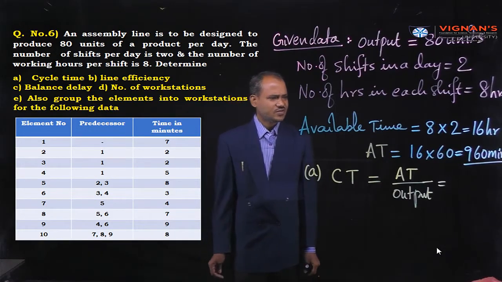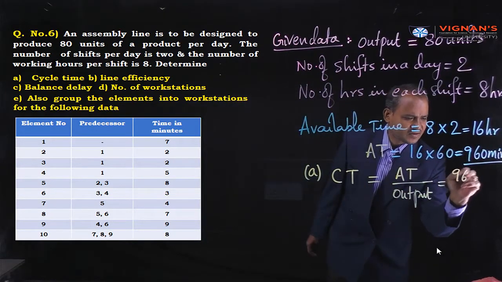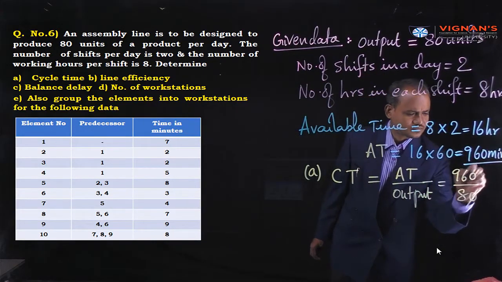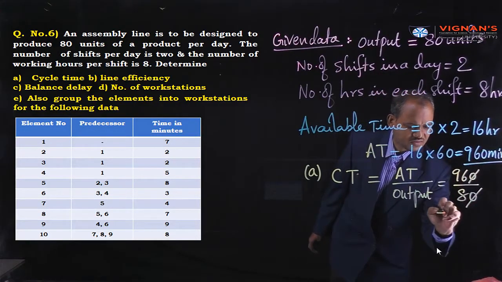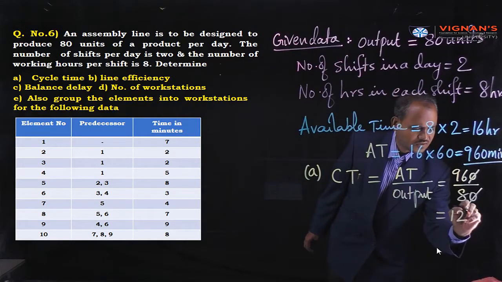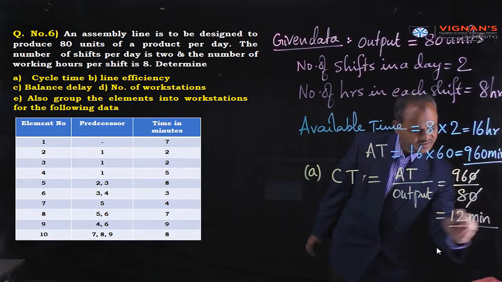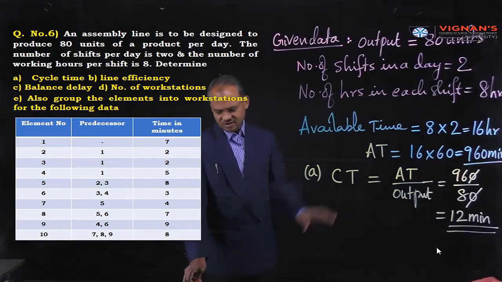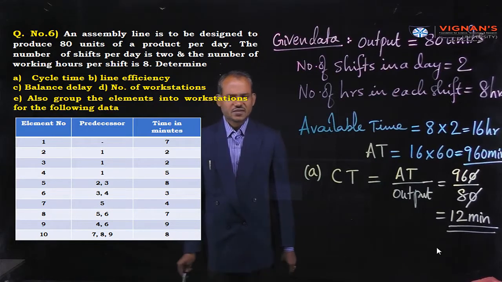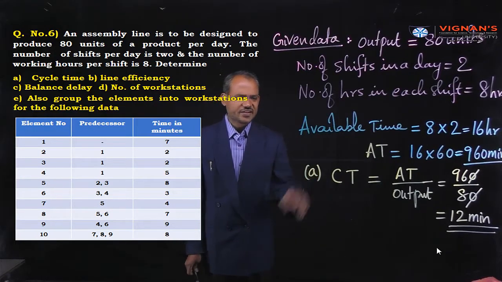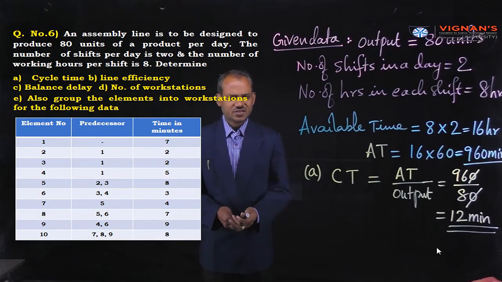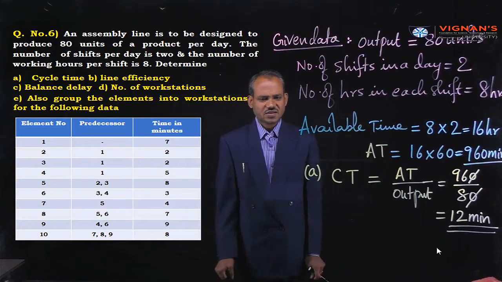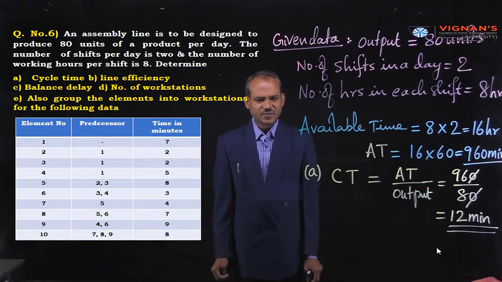Therefore, first calculate 960 divided by output, which is 80. That means 12 minutes. Cycle time is 12 minutes. This is the answer. We have calculated cycle time. That is the A bit. Next, move to the B bit. What is the B bit? Determine the line efficiency.